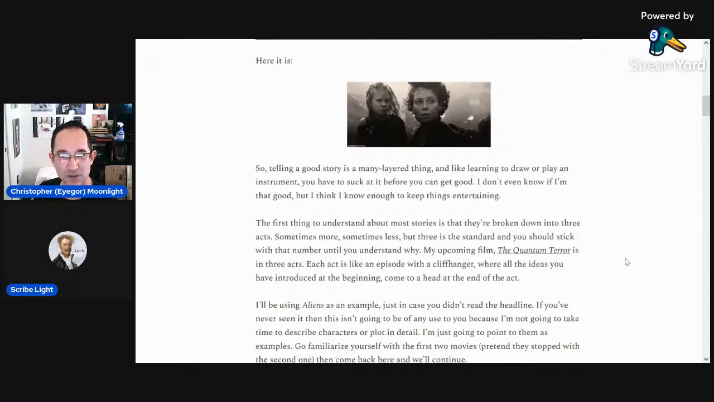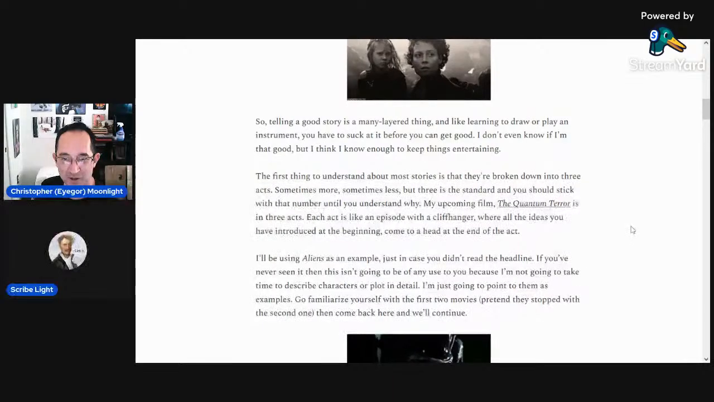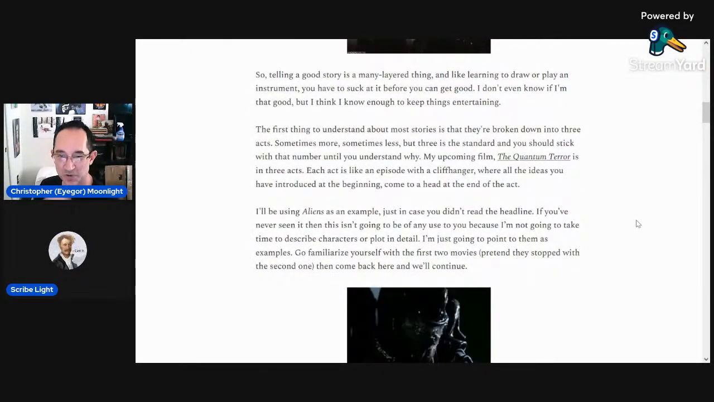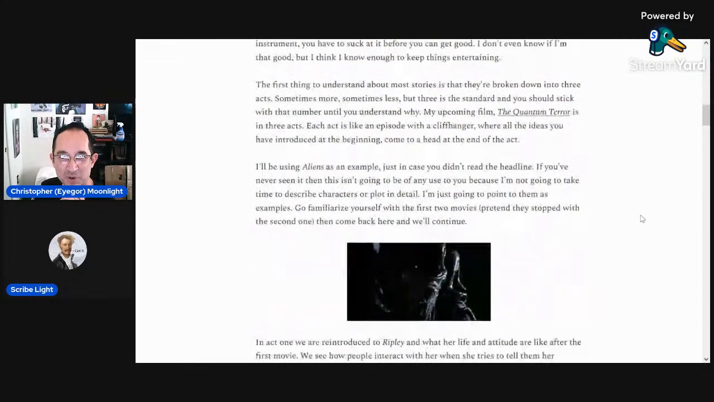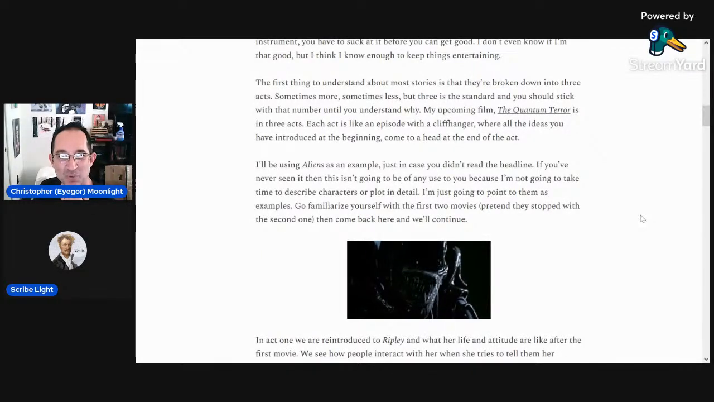So telling a good story is a many-layered thing. And like learning to draw or play an instrument, you have to suck at it before you can get good. I don't even know if I'm good, but I think I know enough to keep things entertaining. I always say I'm not a great writer. I'm serviceable, and serviceable will lead you to good. Don't worry about great. I probably sound like a broken record on that by now. The first thing to understand about most stories is that they're broken down into 3 acts. Sometimes more, sometimes less, but 3 is the standard, and you should stick with that number until you understand why.